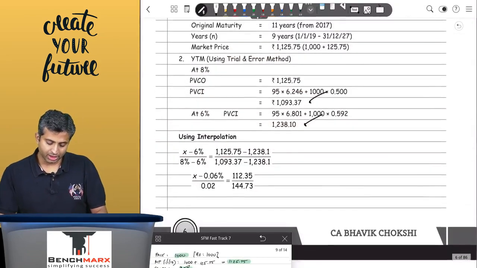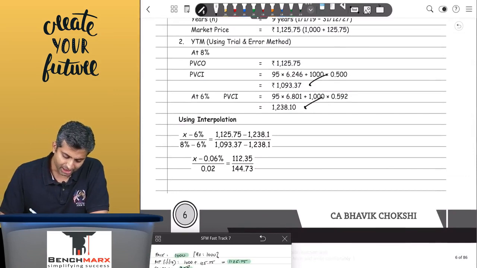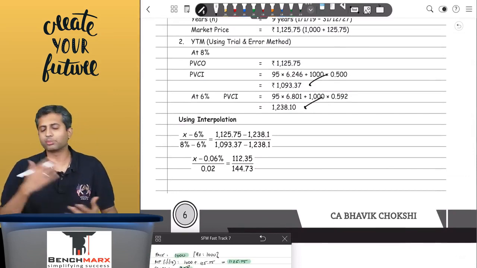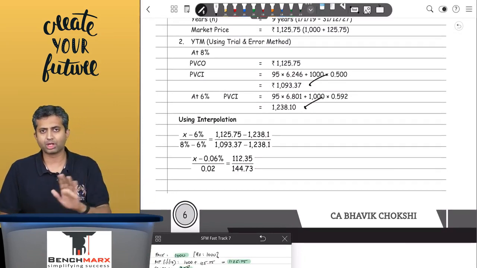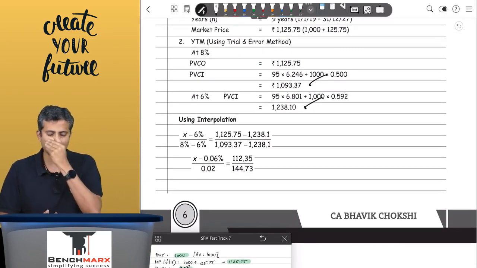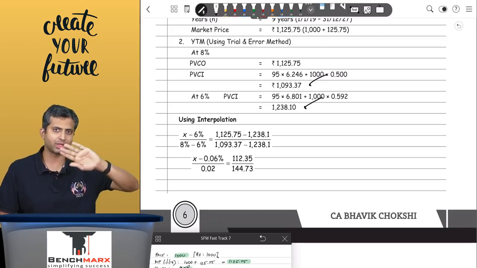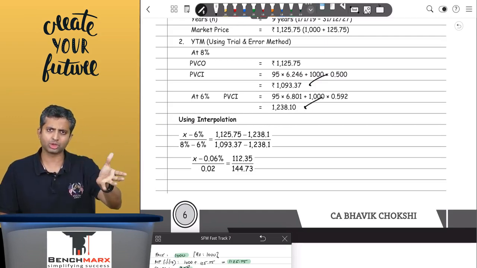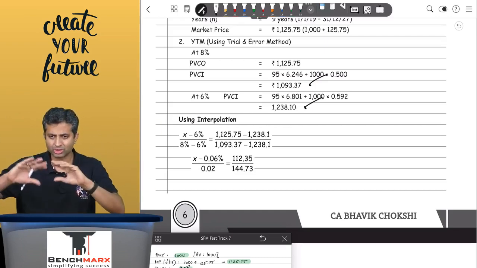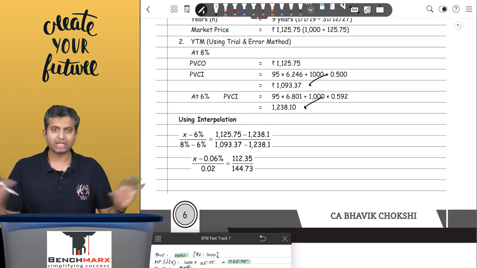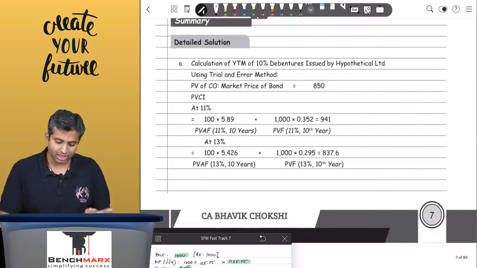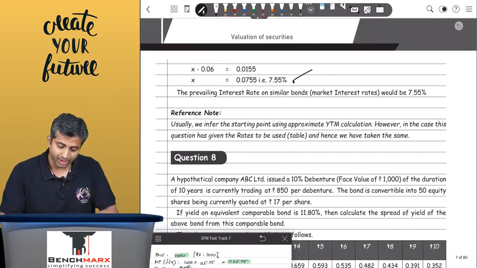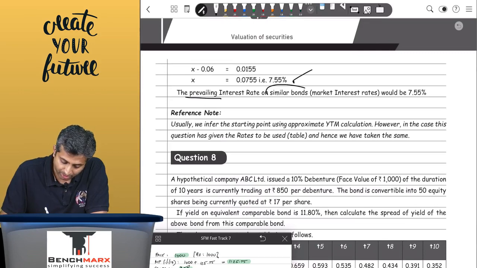So over here, what do you do? Interpolation. This is the first time we do interpolation. You need a little more practice. Interpolation is the lower number and the higher number comparison. So on the LHS, you will take higher number minus lower number in the numerator, again higher number minus lower number in the denominator, and then on the RHS, you will take the corresponding present values. Then let the mathematics do the rest, and you will get the final answer, which will be 7.55. The prevailing interest rate on similar bonds will be 7.55%.